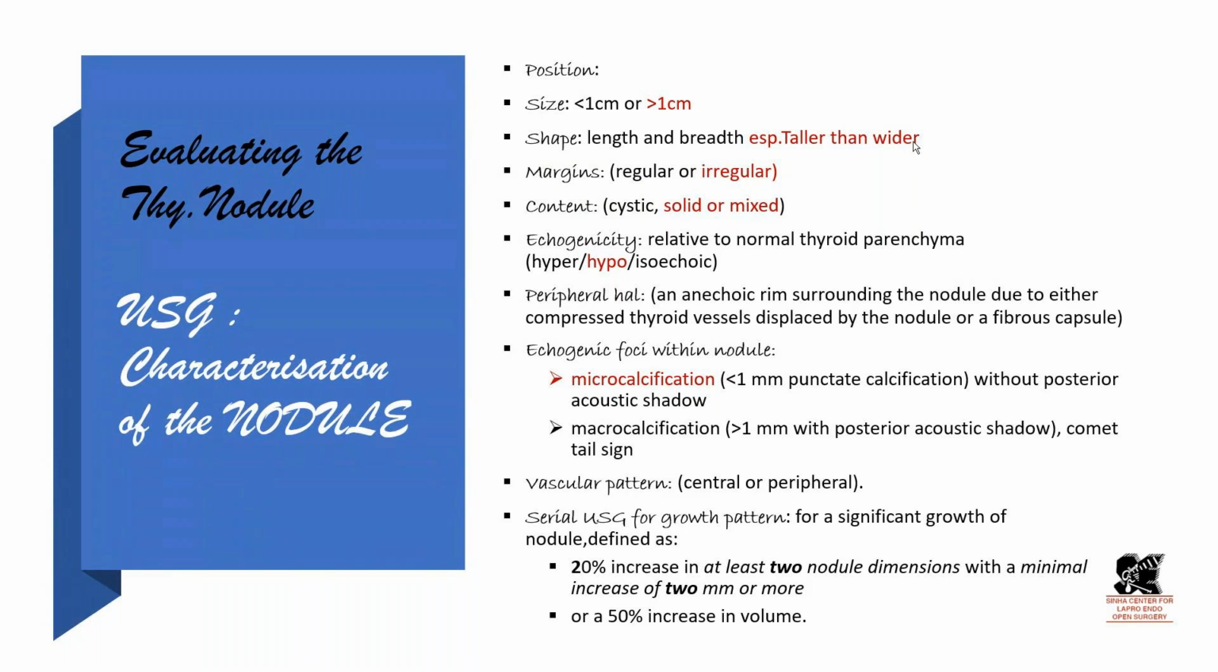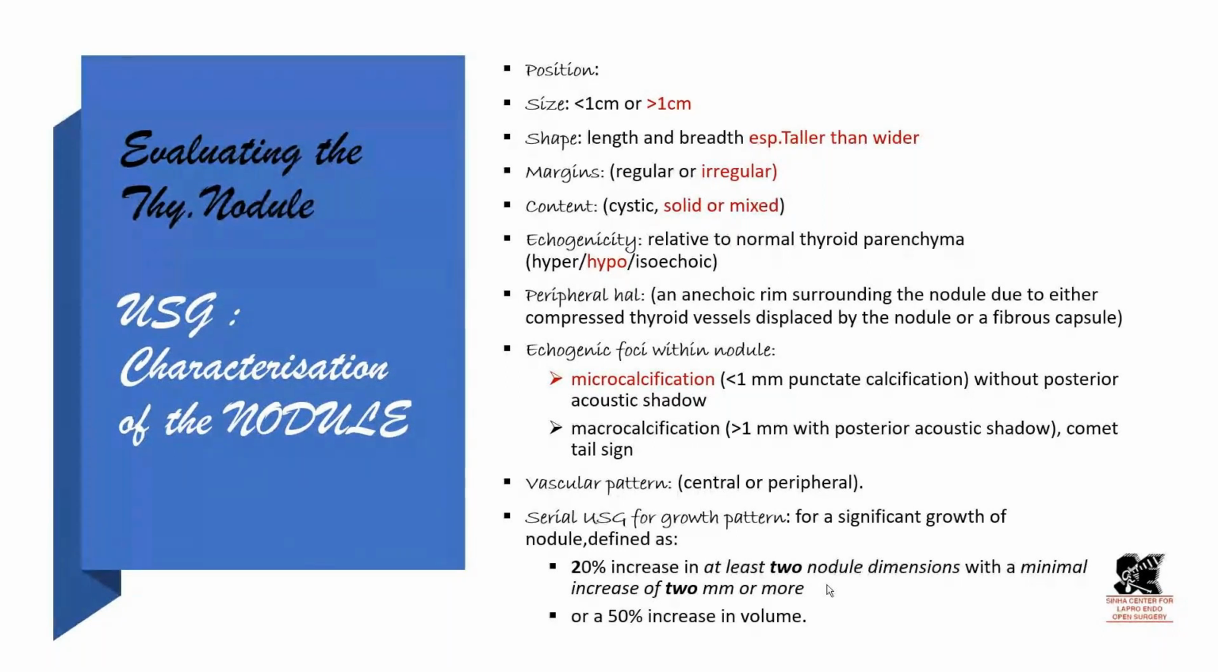And what tells you that the nodule is growing? It is very specific. The rule of two, 20% increase. So I've highlighted two, 20% increase in at least two nodule dimensions, right? With a minimal increase of 2 millimeters or more. Okay, so you're looking at two nodule dimensions, that means two dimensions of the nodule, not two separate nodules. It is two dimensions in a nodule. So you're looking at, let's say, the length and breadth of the nodule. So these are two dimensions for you.